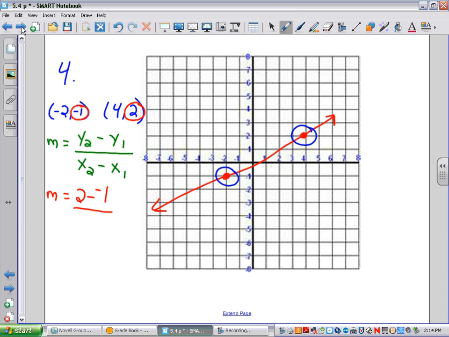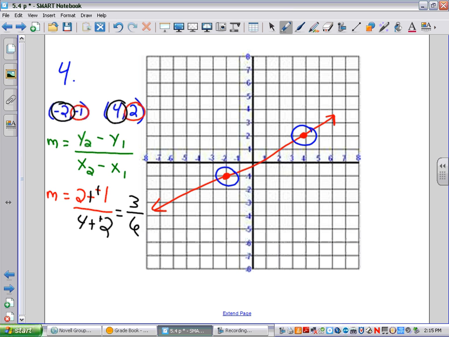Then on the bottom, x minus x would be this 4 minus this -2. So 4 minus -2. And of course, 2 negatives in a row make a positive, so I'll do that like plus, plus, and plus, plus. So that's going to equal what? 2 plus 1 is 3. On the bottom, 4 plus 2 is 6.